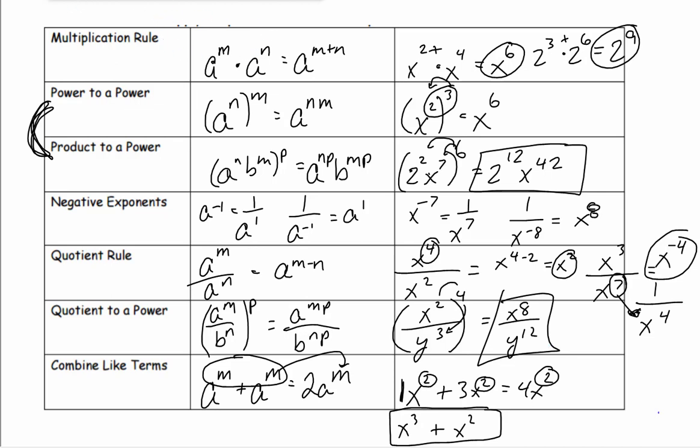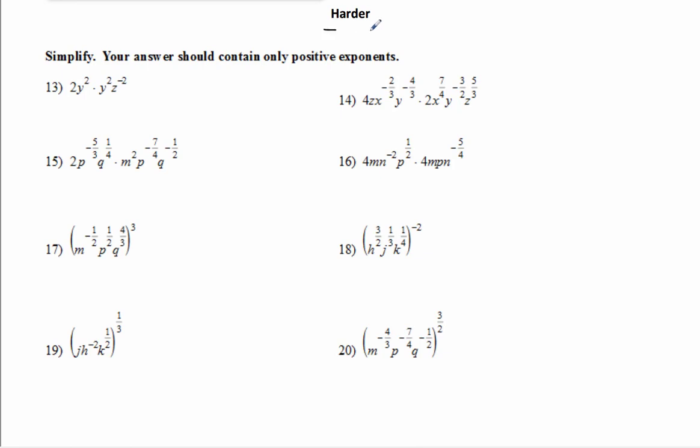So let's keep going. Now, you notice it says harder, like I can't just sugarcoat it here. These are going to be a little harder. I'm going to try to start you off a little easy and then get it really hard for you. Your answer should only contain positive exponents. That is a given. Always has to be positive exponents. Okay, and let's go through it here.